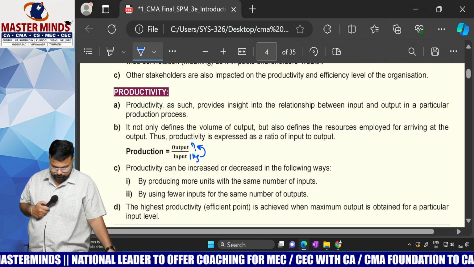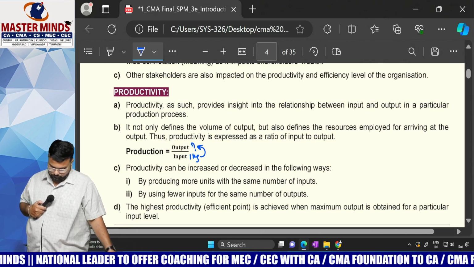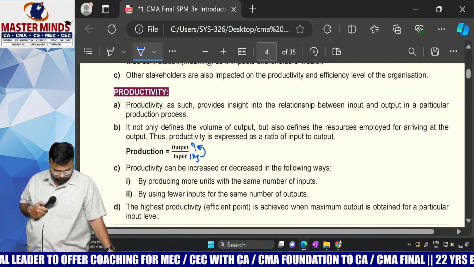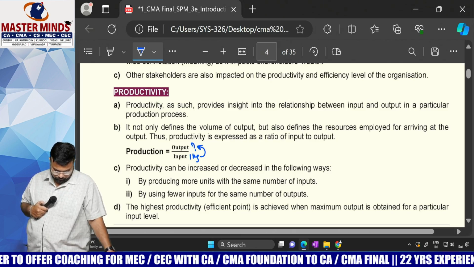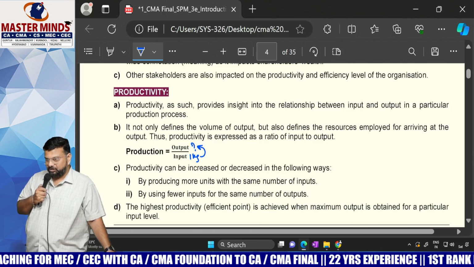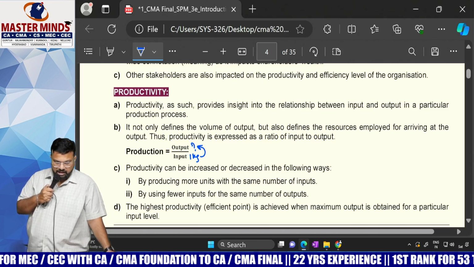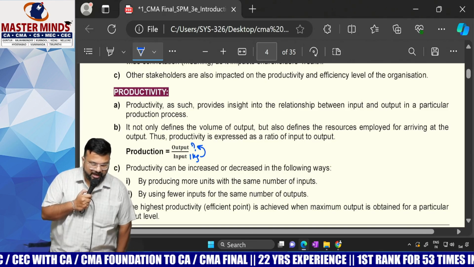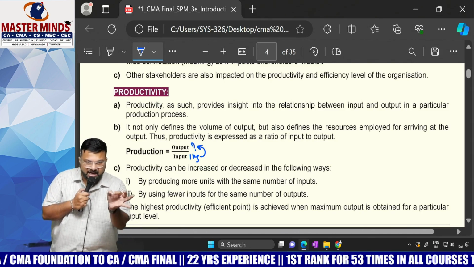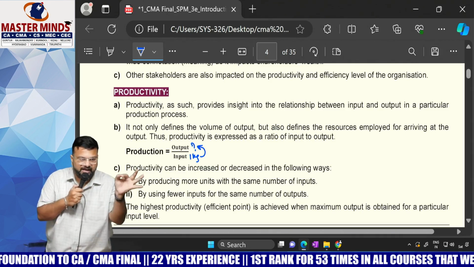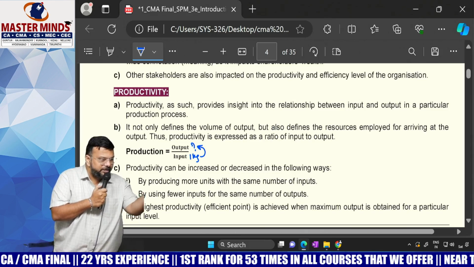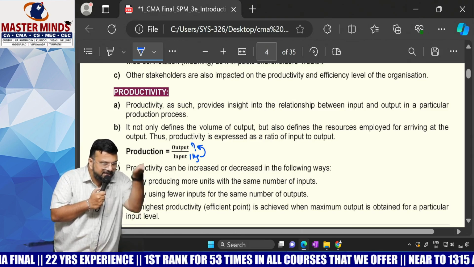Productivity can be increased in the following ways: by producing more units with the same number of inputs, or by using fewer inputs for the same number of outputs. Nothing but he's talking about efficiency. Earlier, for 1 kg of input, I was able to produce 500 grams of output, 0.5 kgs of output. Now, slowly it increased from 0.5 kgs to 0.6 kgs. That means my efficiency increased.